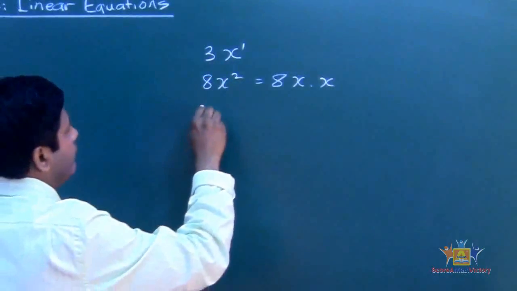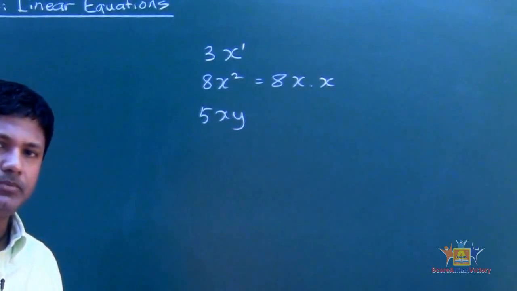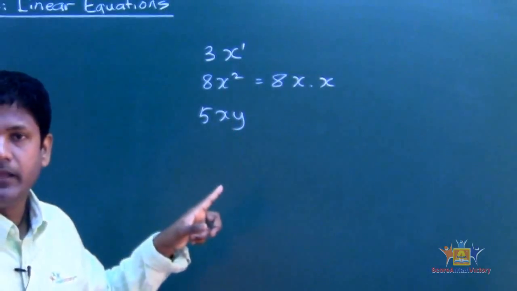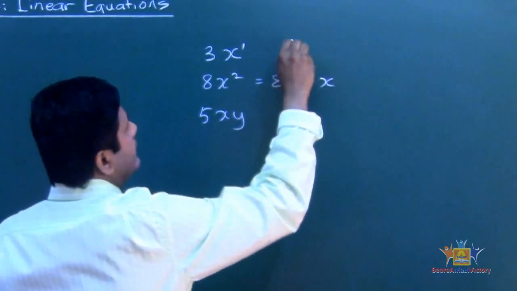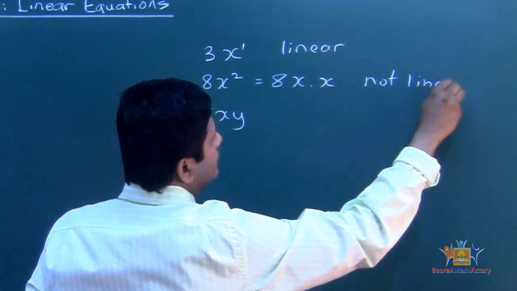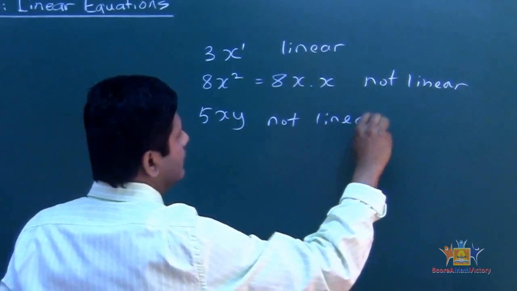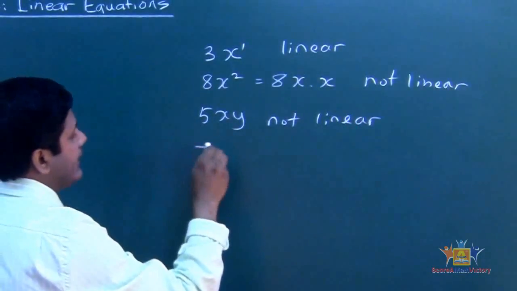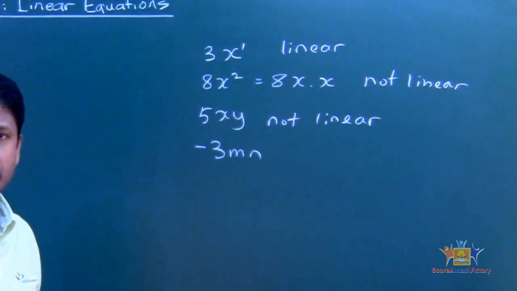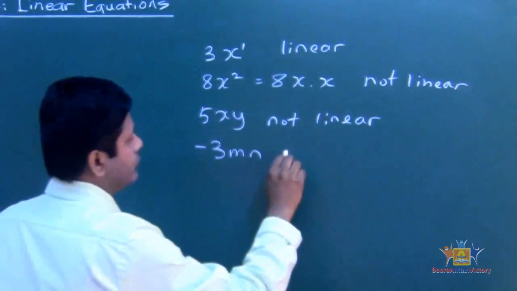Now what about if I have 5xy? Is this considered a linear algebraic term? It's not. Why? Because it's 2 unknowns. You have an x and a y. See that? So this one is linear, this one is not linear, and this one is not linear. Okay? Now what happens if I say negative 3mn? Is this linear? It's not. M and n, that's 2 unknowns, so it's not linear.